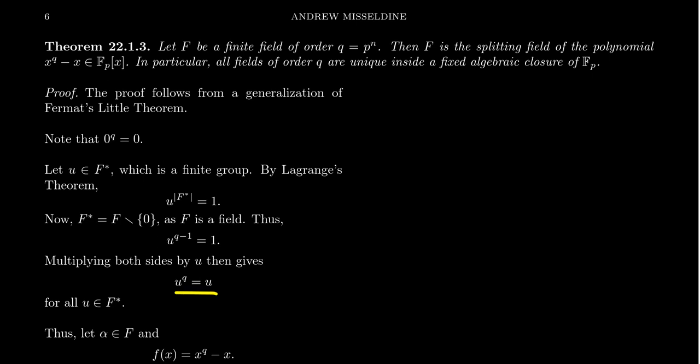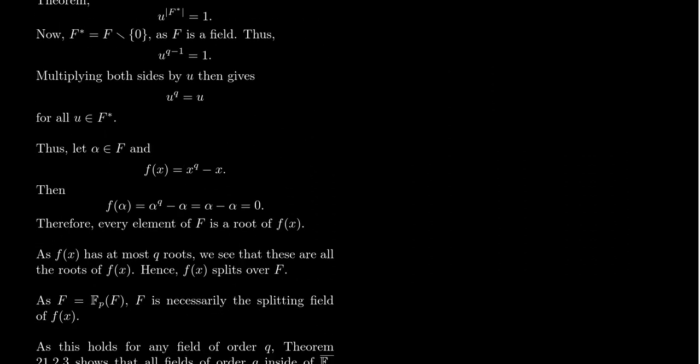That's true whether you have a unit or whether you have 0, although we need different arguments for both of them. All right, so take an arbitrary element alpha that belongs to the field and consider our polynomial x to the Q minus x. We call that polynomial f, and that's the polynomial we care about. This sits over the field Z_p. What happens if we evaluate f at alpha? Well, you're going to get alpha to the Q minus alpha, but by the previous argument, Fermat's little theorem, alpha to the Q is just alpha. Alpha minus alpha is equal to 0.